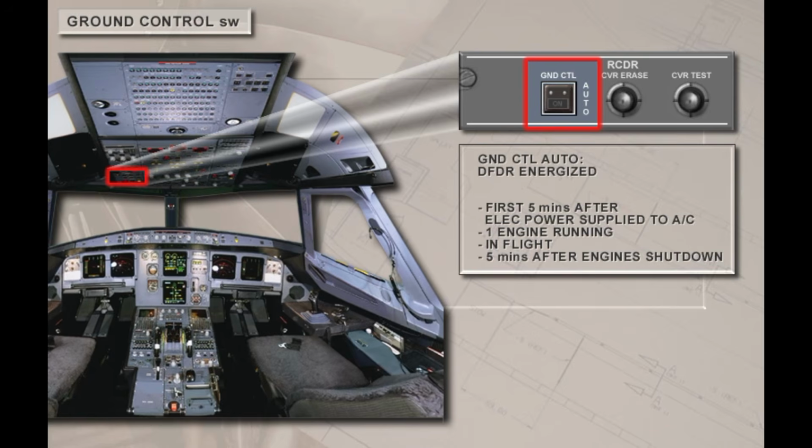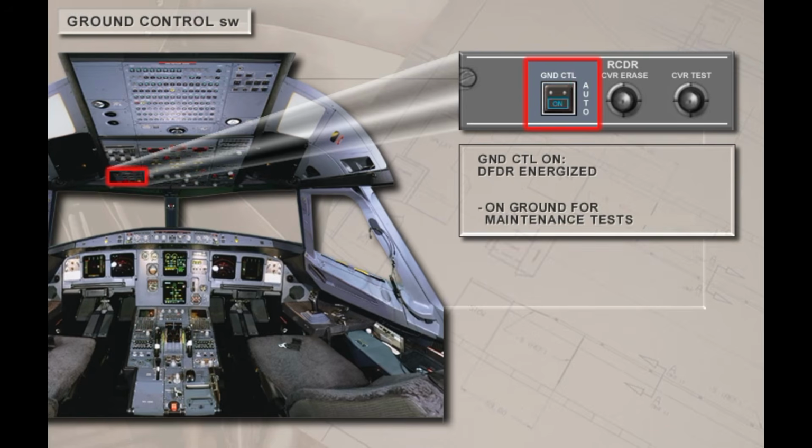The recorder ground control switch is located on the left side of the overhead panel. With the switch in the auto position, the DFDR is energized on the ground only during the first 5 minutes after electrical power has been supplied to the aircraft, or when at least one engine is running, and is powered at all times in flight. After landing, it is de-energized 5 minutes after the last engine is shut down. If it is desired to power the DFDR on the ground for maintenance tests, the ground control push button is momentarily pressed to on. The blue on light illuminates.